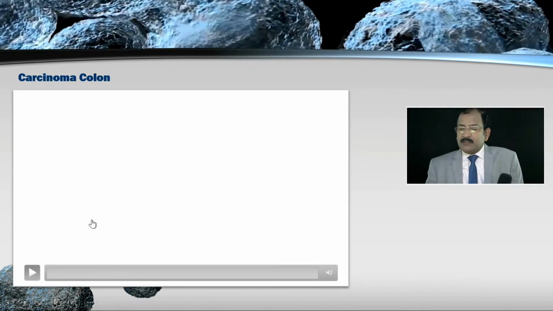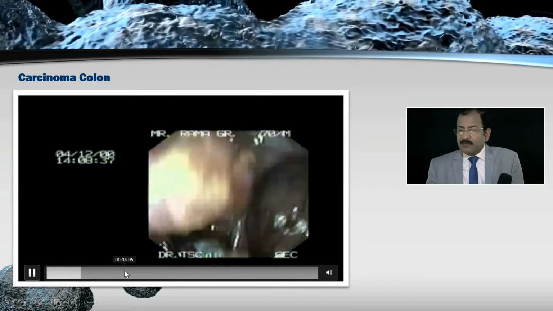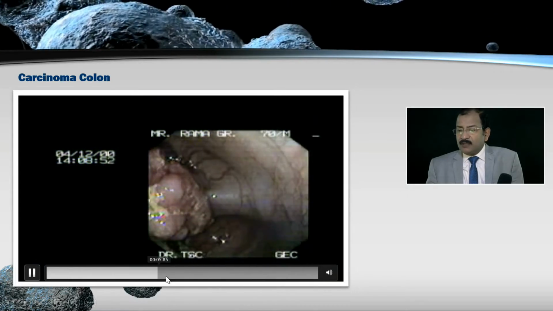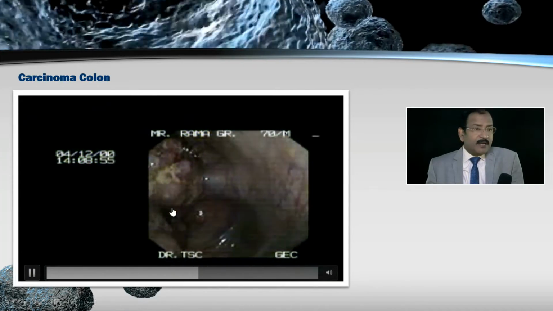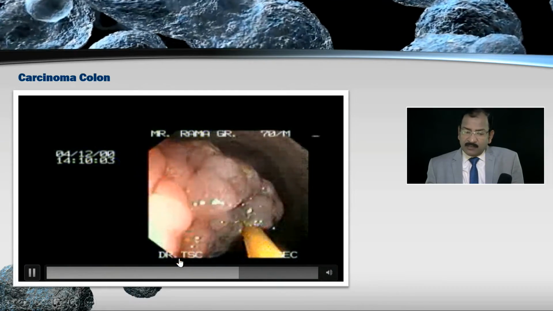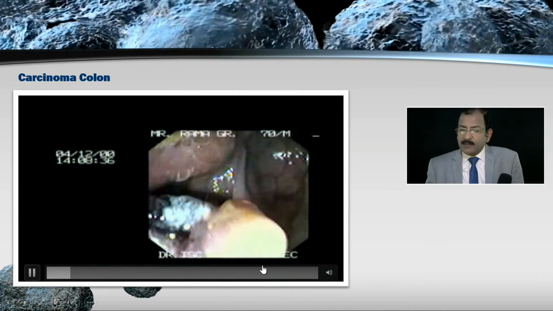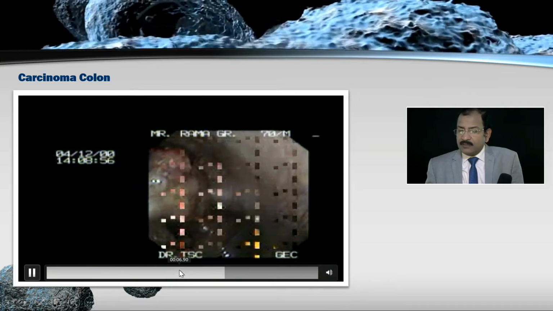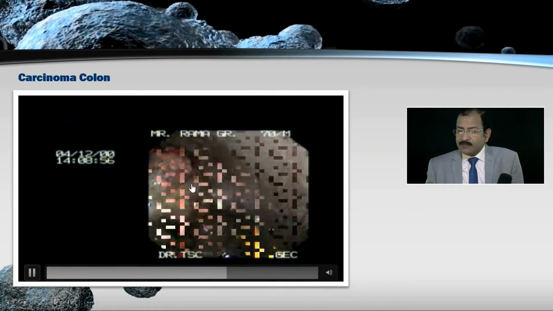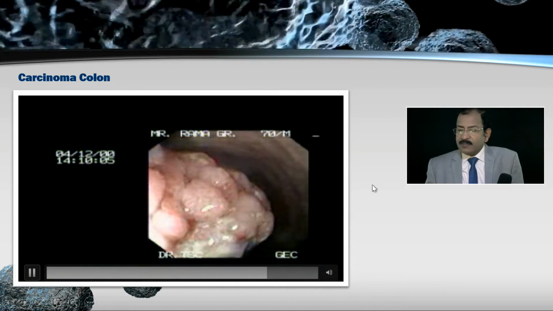Again you have carcinoma of the colon, you have to go and do the biopsy. This is a cauliflower-like growth and this is carcinoma colon. Again punch biopsy forceps are there which will take the biopsy. This is a biopsy forceps and you go and a punch biopsy will be taken.